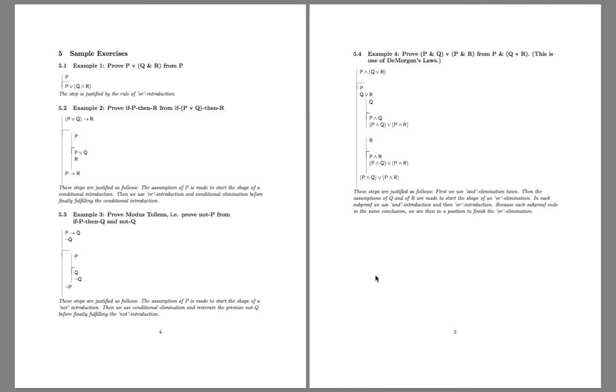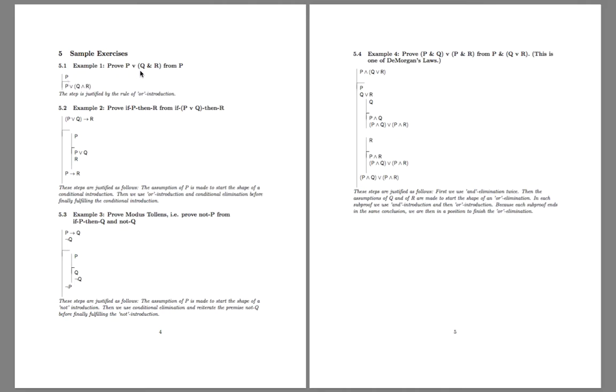Okay? Let's look at a few examples. These are designed to get the juices flowing, get your minds thinking about how these proofs work. And as I go through these, I'm going to try to think about what I'm thinking about in trying to prove these things. Okay.